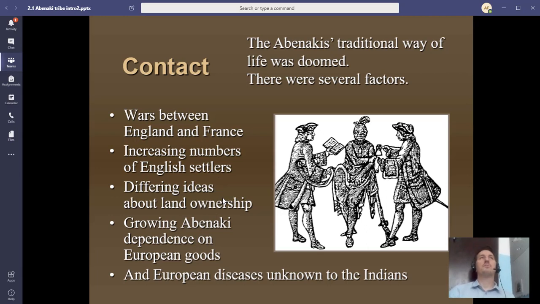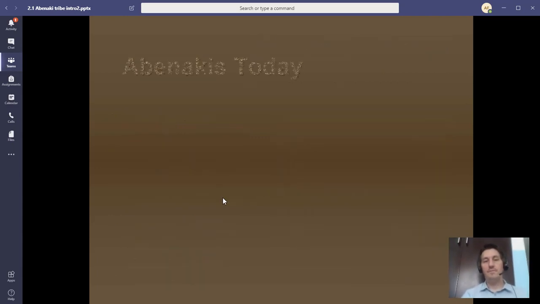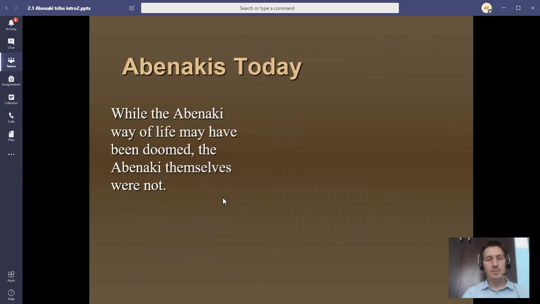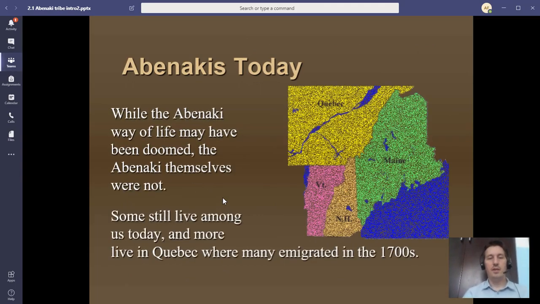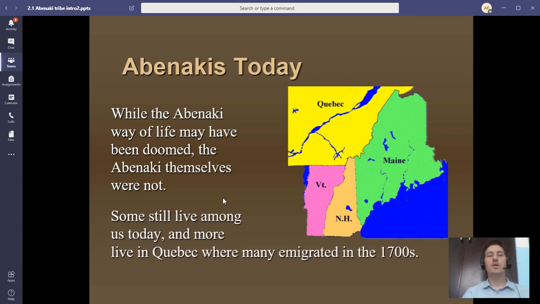So think of this pandemic, this coronavirus. It was very similar to the Native Americans. The Europeans brought diseases with them, and unfortunately, many tribes just didn't survive. But the Abenaki did live on. In fact, there are still descendants of the original tribes today.